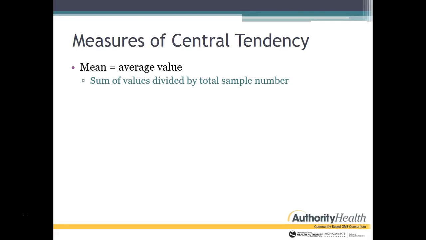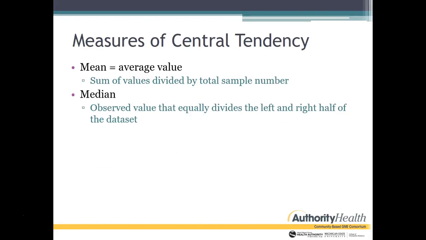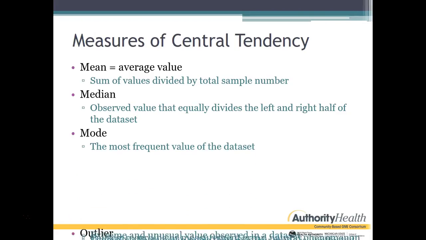So the mean, everyone knows this from high school, I know, but the mean is the average value, which is basically the sum of all your values divided by the total sample number. Median is the observed value that equally divides the left and right half, so directly in the center of the data set. Mode is the most frequent value of the data set.